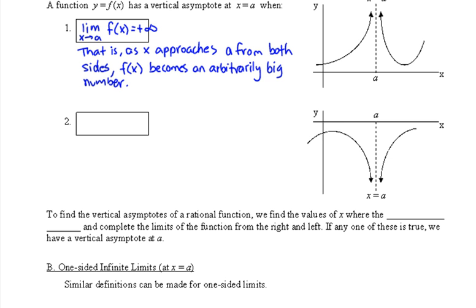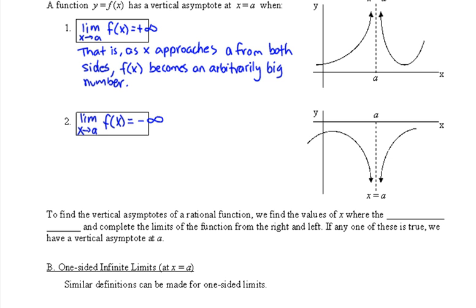Or the limit as x approaches a for our function equals negative infinity. So as we get closer and closer to a from both sides, the number gets arbitrarily really big. Okay, that's a vertical asymptote. I'm not going to write this all down again.